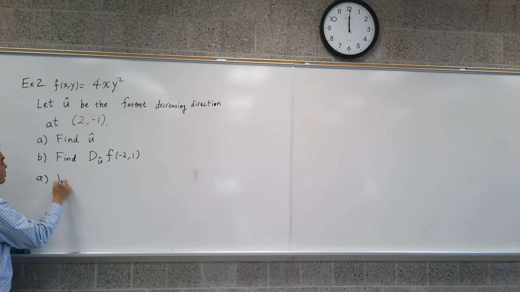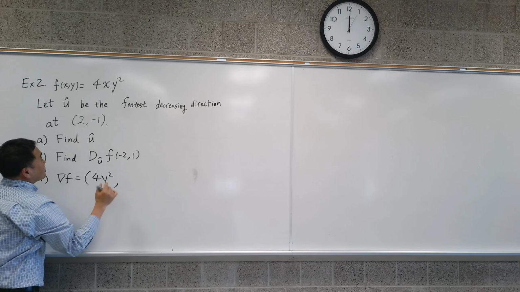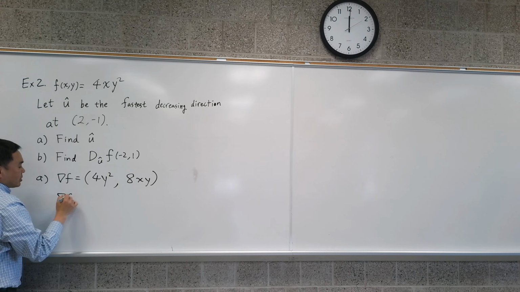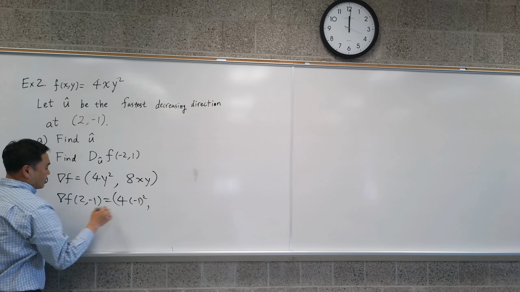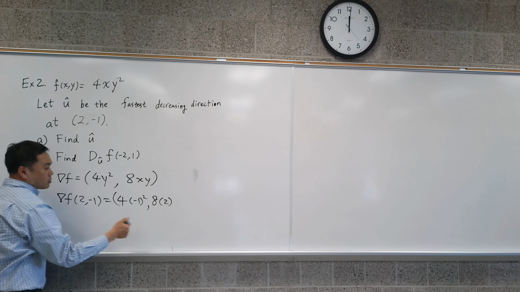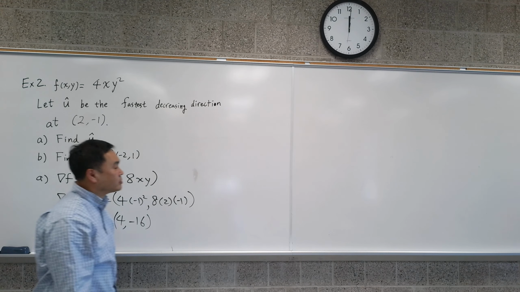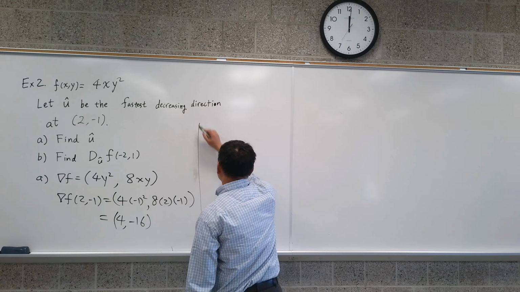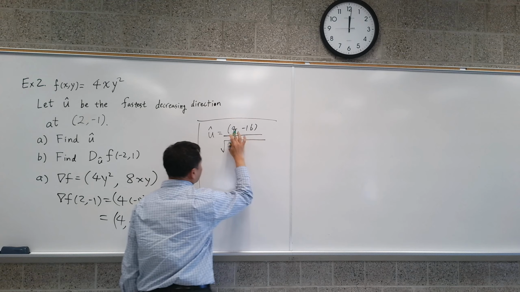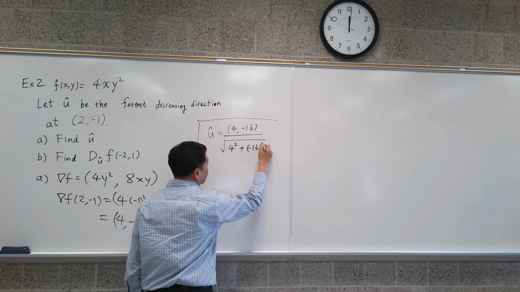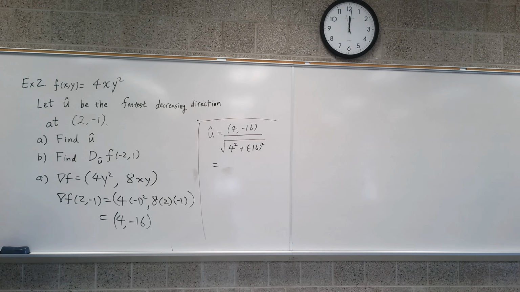All right, so let's try this one. First, you have to find the gradient, which is, if you differentiate this by x, 4y squared. If you differentiate this by y, this is 8xy. So if you plug in 2 comma negative 1, 2 goes into x, negative 1 goes into y, which gives you 4 comma negative 16. And therefore, u hat is going to be the normalization of this vector, 4 negative 16, over the square root of its size, 4 squared plus negative 16 squared. That's 16 and 256.